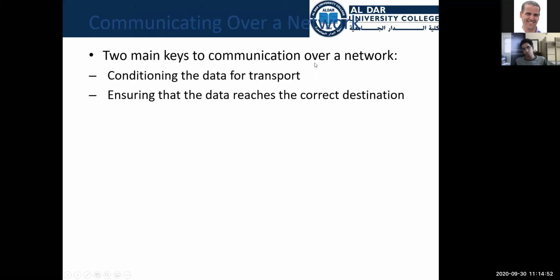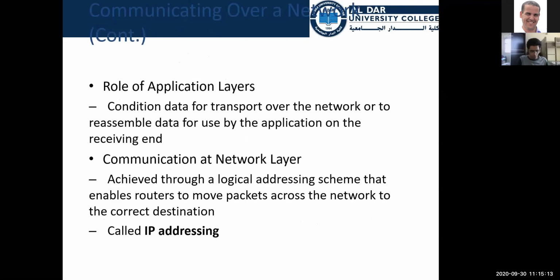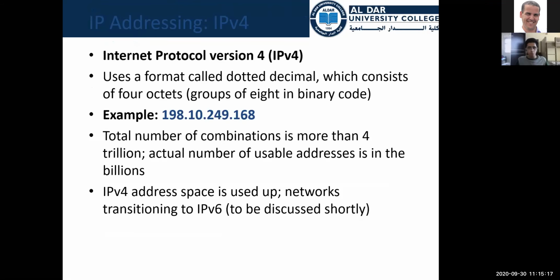So for communication over a network, there are two main jobs: conditioning the data for transport, or preparing data to be transferred, and ensuring that data reaches the destination without any errors. These are the main jobs. We already talked about the application layer, so no need to repeat it.